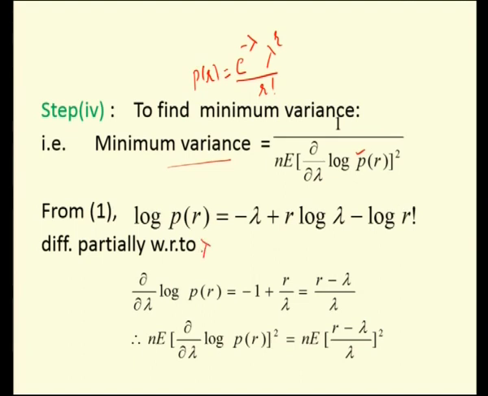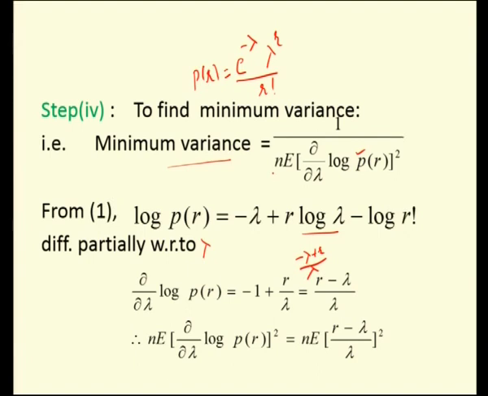So, on differentiating, dou by dou lambda of log P of R, this becomes minus 1. You know that the derivative of log lambda is 1 by lambda, so it becomes R by lambda. So, here you take the LCM. When you take the LCM, it becomes minus lambda plus R by lambda, which I am writing as R minus lambda by lambda.